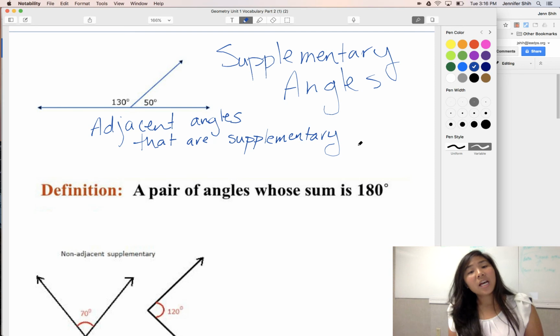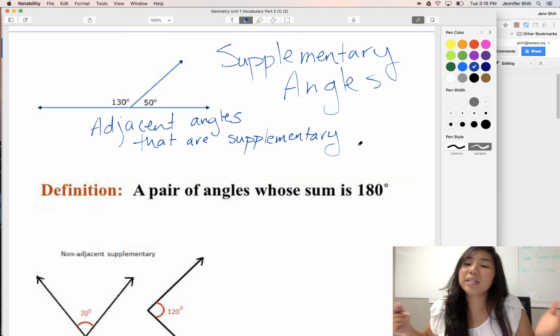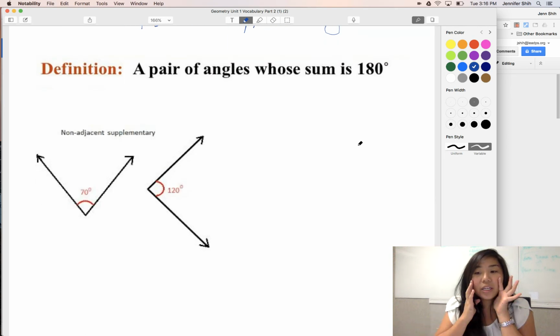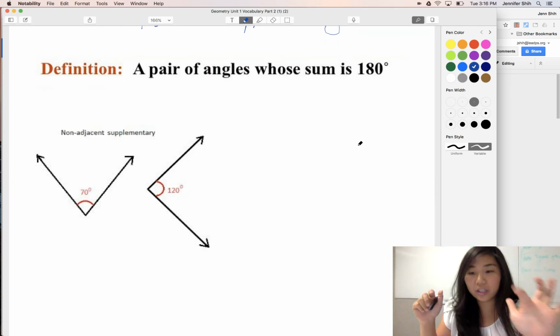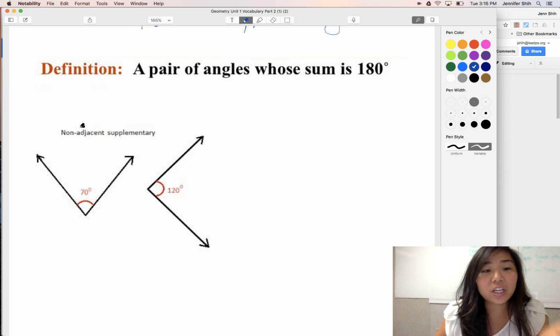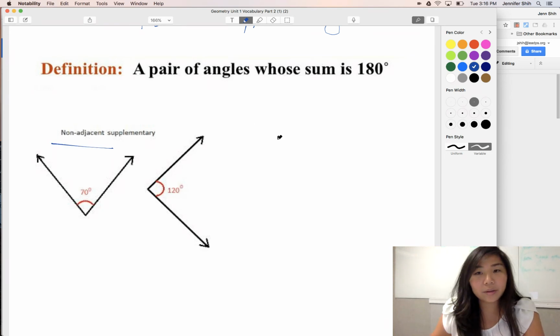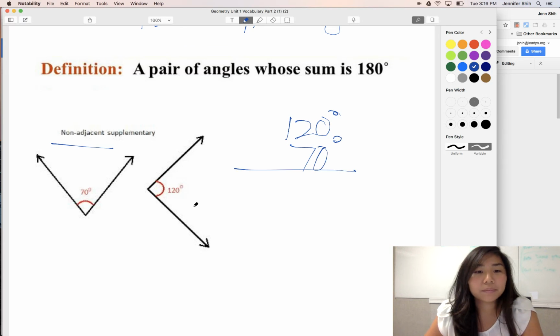However, just like complementary angles, not all angles have to be touching or adjacent in order to be supplementary angles. So in this example here, you should write down that image as a non-adjacent supplementary angle. They also add up to 180. Let's check. 120 degrees plus 70 degrees is not 180.